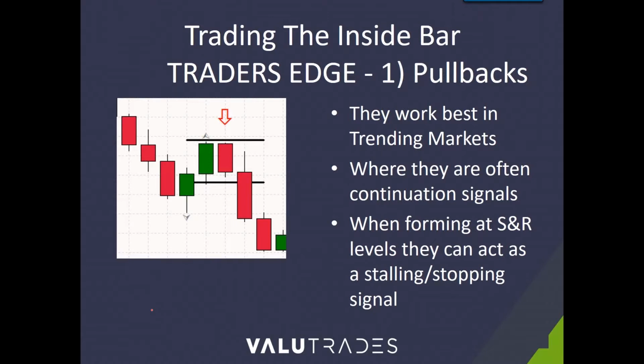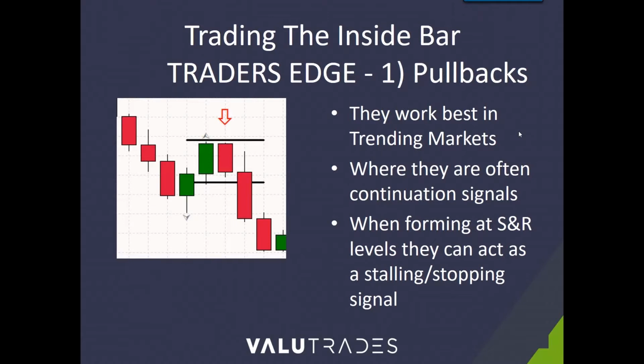And what I do is I consider that as a continuation signal. Normally, you're looking at one of two very simple versions of a signal. You're either looking at continuation, i.e., you expect the existing trend to continue, or you might hear of a reversal signal, and not surprisingly, that's because we expect the market to reverse. And when it's forming at support and resistance levels, it can act as a stalling, as a stopping signal.